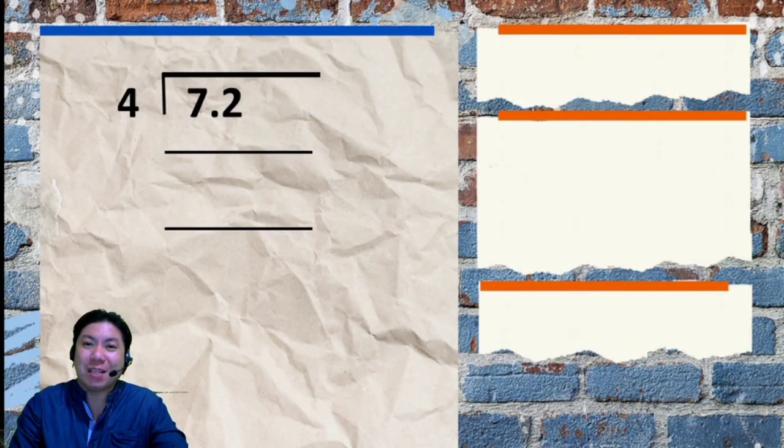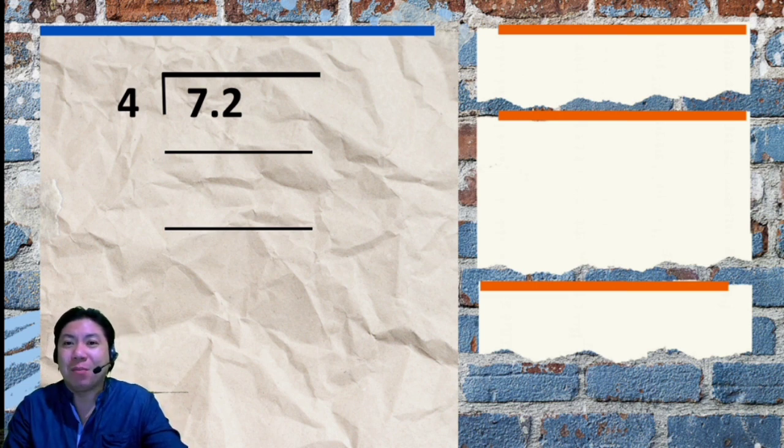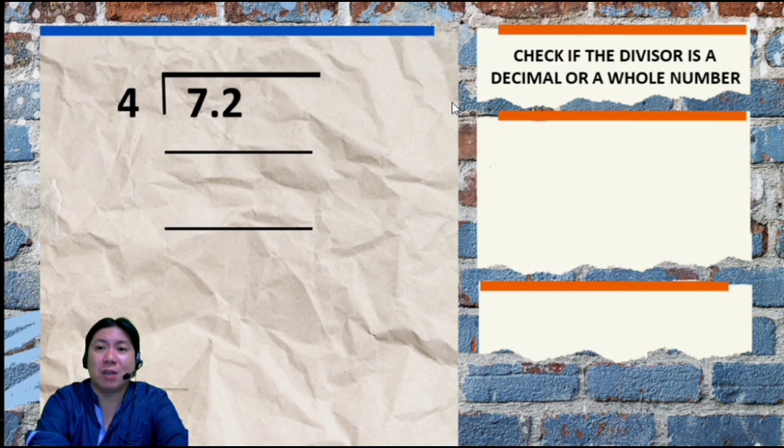So, for our first example, let's have 7 and 2/10 divided by 4. This is an example of a decimal divided by a whole number. Here are the steps. Step 1. Check if the divisor is a decimal or a whole number. It is very important na ang una natin titingnan is yung ating divisor. Let us check if this divisor is a whole number or a decimal. O in this case, ano ba yung ating divisor? Is it a whole number or a decimal?